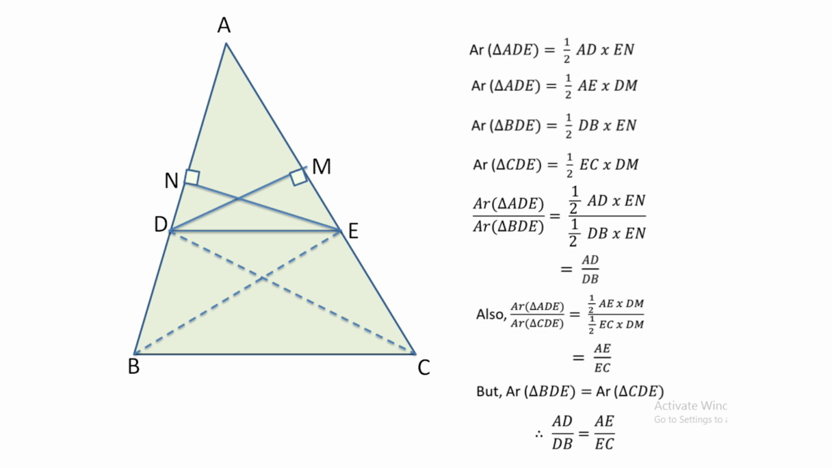Well, the converse also can be proven in the same way, just that we start going backwards, that we divide the sides in the same ratio and then we go backwards and try and prove that the lines are parallel to each other.